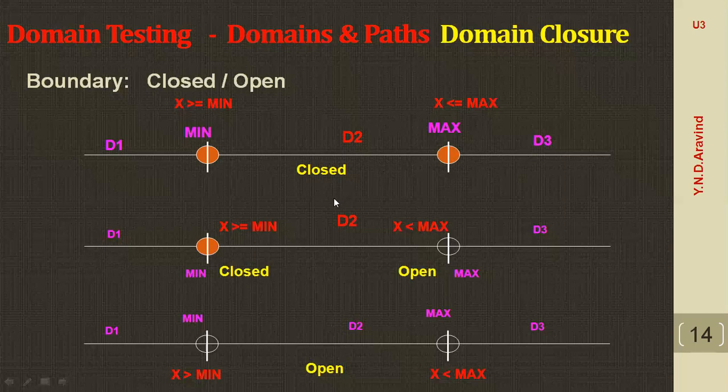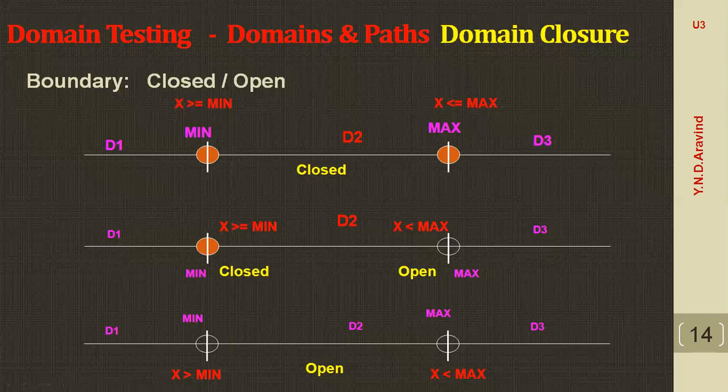In the second case, D2 is closed on the minimum side and open on the maximum side, which means that D1 is open and D3 is closed. Now coming to the third figure, D2 is open on both sides, which means the adjacent domains D1 and D3 must be closed.